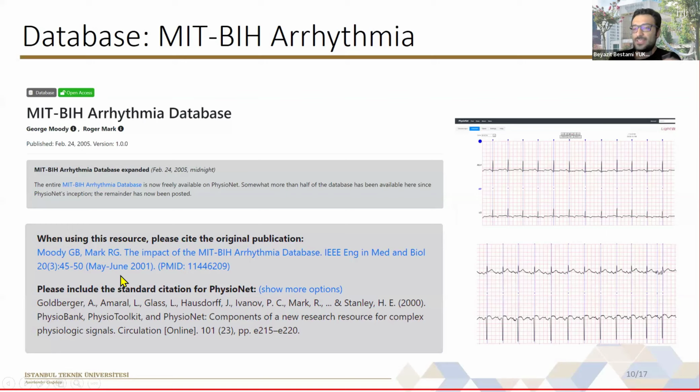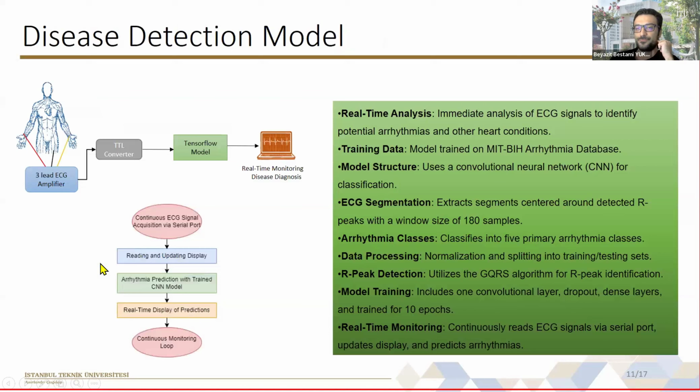In real time, the system continues to read ECG signals, updates the display, and uses the trained model to classify arrhythmias and give immediate feedback for the disease detection. As I said, the first one, the disease diagnosis system, gives us five different arrhythmia types. By detecting R peaks and segmenting data, it ensures accurate and continuous monitoring and immediate arrhythmia detection via serial port.